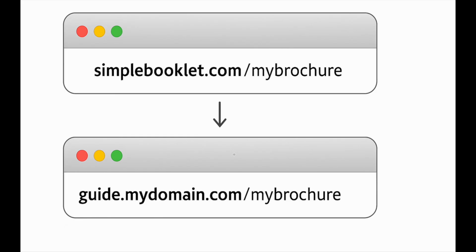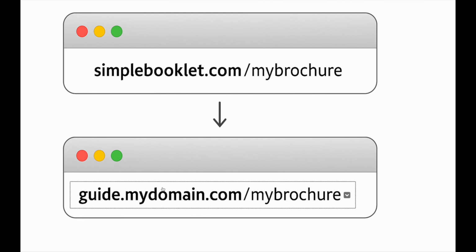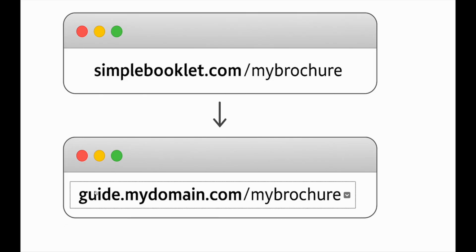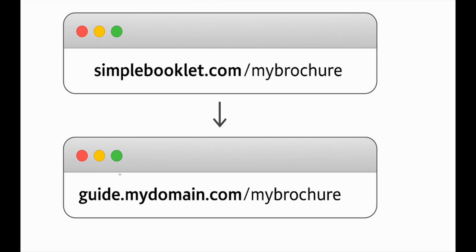But here's the key thing. You usually don't want to replace your main website. So the main website in this example would be the My Domain part. Instead, you create a subdomain, which is basically a new section of your domain made for simple booklet links. So in this case, it is guide, but you can choose whatever you want the subdomain to be. We do recommend something short and to the point though. You don't want to make it confusing for your readers.